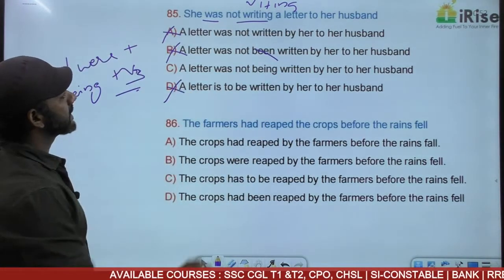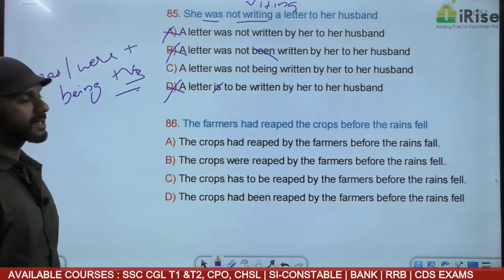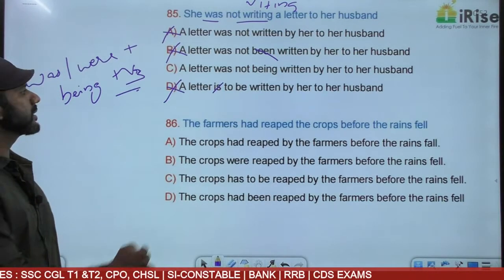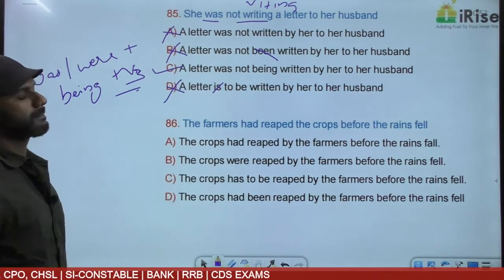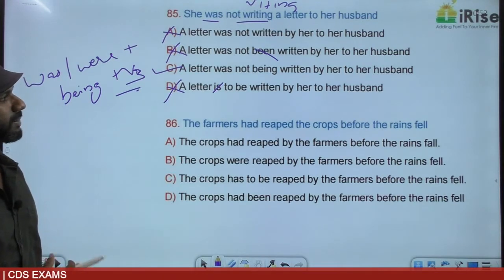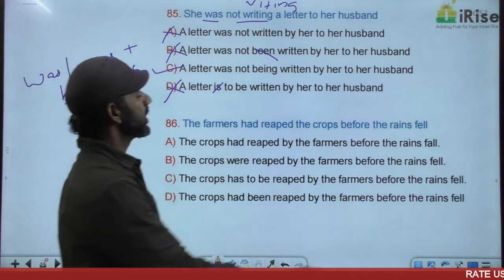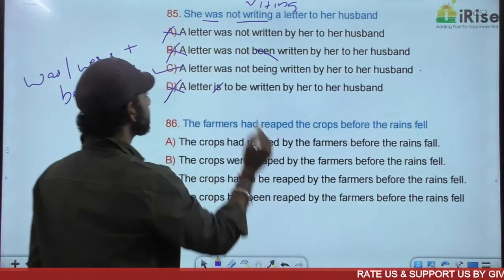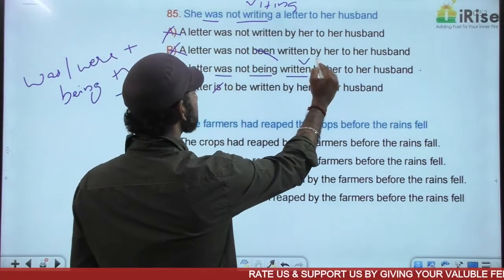D is eliminated. D says is, present tense. One more reason: being is not there. Gone. The answer must be C. Come to C. A letter was not being written by her to her husband. Full stop. Was not being written is was plus being plus V3.